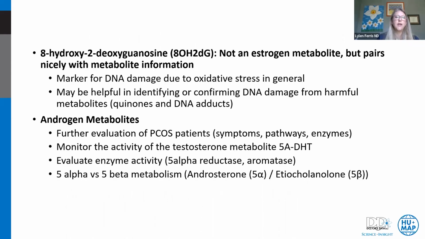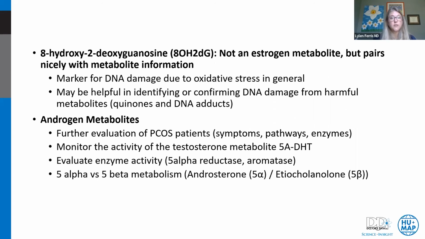We're able to test the 8-hydroxy-2-deoxyguanosine marker, which is not an estrogen metabolite, even though you find it in the estrogens neighborhood. That's where we report it, because it actually pairs really nicely with estrogen metabolite information. In general, it's a marker for DNA damage that's due to oxidative stress. But we do find it can be helpful in identifying or confirming DNA damage from harmful metabolites, quinones, and DNA adducts that we could get if we have that preponderance of the 4-hydroxy estrone and estradiol metabolites.